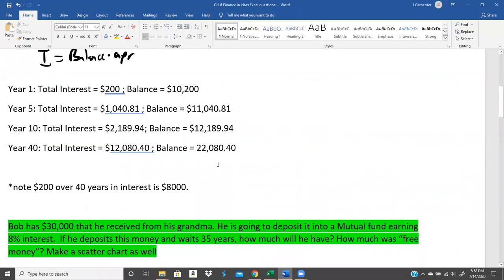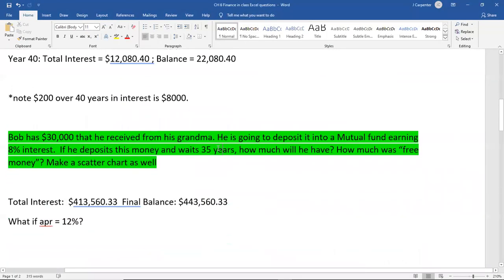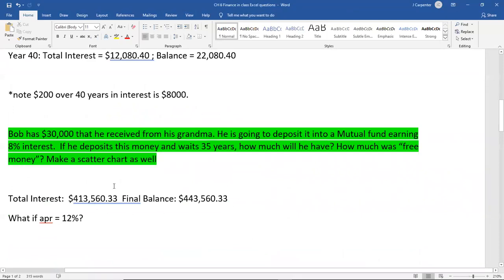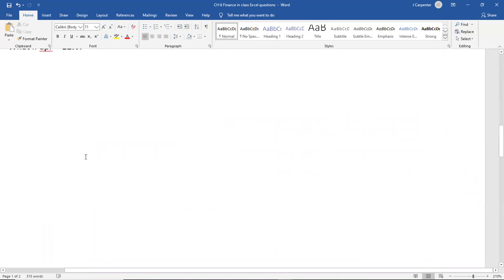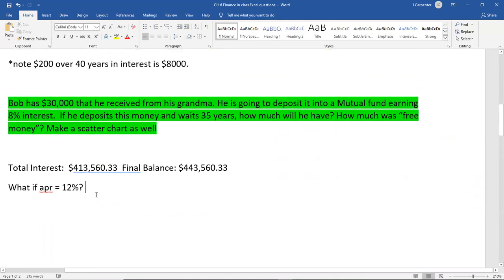Again, sorry for the rushing. That slow down button's going to help you. And again, here's the solutions from before. Also, I said, what if the APR was 12%? I didn't write down the answers, unfortunately.